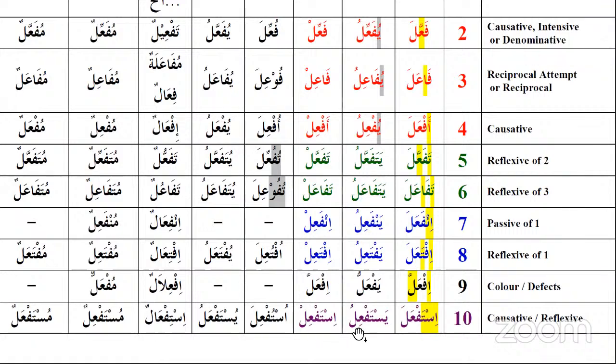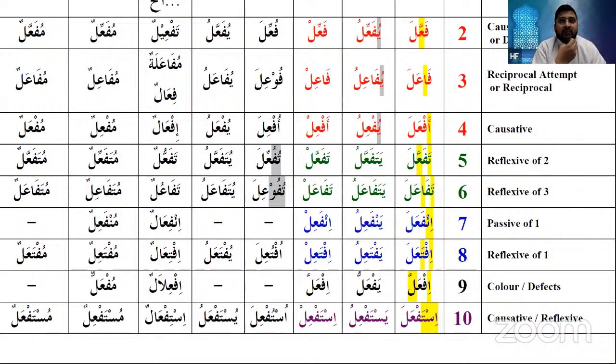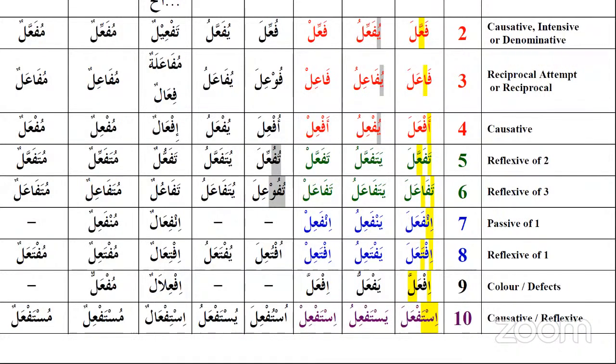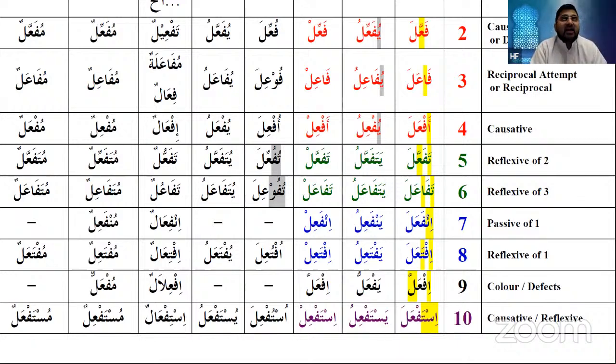Bismillahirrahmanirrahim. I'm going to give you the verb istakhraja yastakhriju. So the present tense is going to be yastakhriju. Kharaja means he exited. Yastakhriju means to seek to exit something, seeking the exit of something.